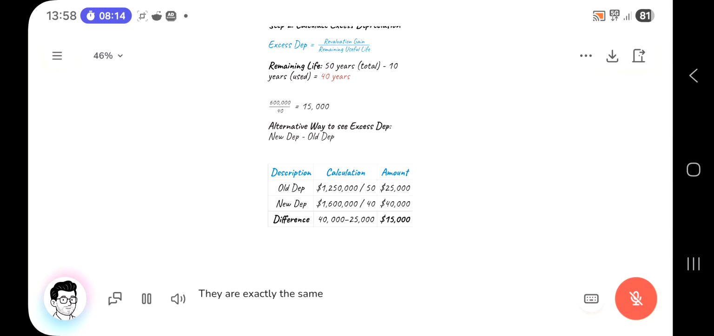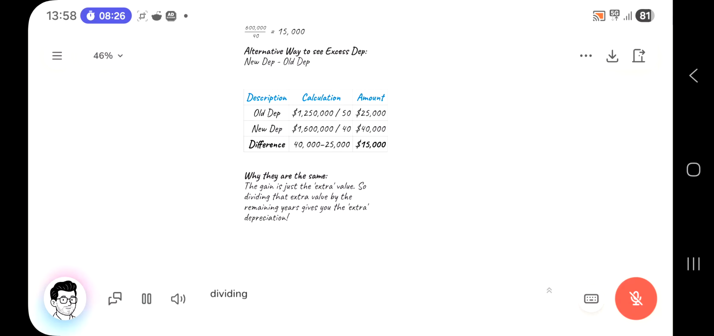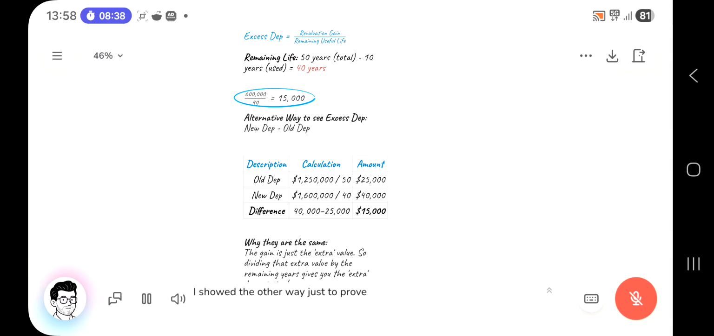Exactly the same thing. Think of it like two different paths to the same house. The way in your notes, taking the $600,000 gain and dividing by 40 years, is just a faster way of finding that $15,000 difference. I showed the other way just to prove your intuition was right. Since your notes use the shortcut, we'll stick to that. Ready to see the final balance after 1 year passes?